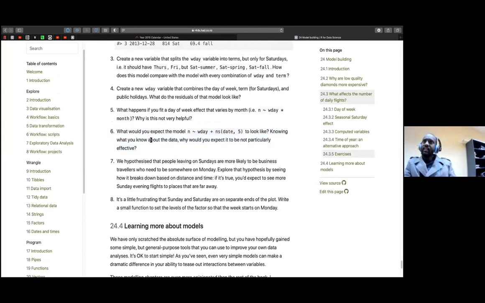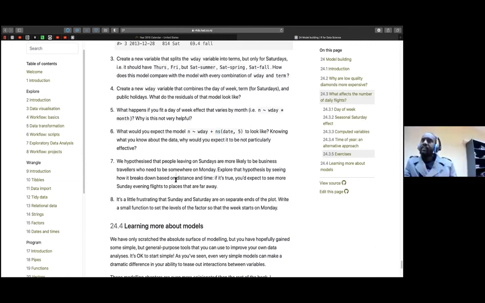So what this one is saying, number 6, what would you expect the model to look like, knowing what you know about the data? So what is the meaning of this NS? I don't know what the meaning of this NS is. What would you expect the model, this NS, then get 5, knowing what you know about the data, what would you expect it to be not particularly effective? So I don't know what NS is. Ruth, Alan, do you know what NS is? No, really.